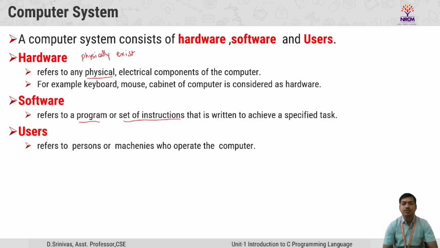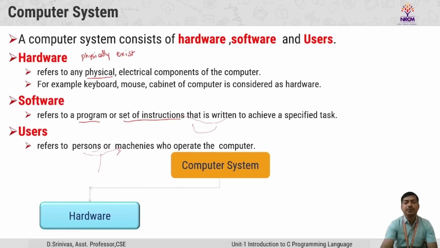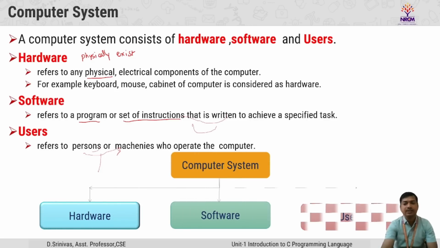Next one is users. Users are nothing but persons or machines which can operate your computer. So this is what we mentioned. A computer system is divided into three parts: hardware, software, and users.